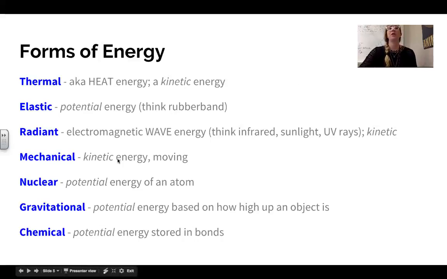Mechanical energy is basically just any kind of movement happening because of machinery or because of the way something is designed or organized, right? It's another kind of kinetic energy. Nuclear energy is the potential energy of an atom. Inside each atom, there is stored energy in the nucleus. It has potential.